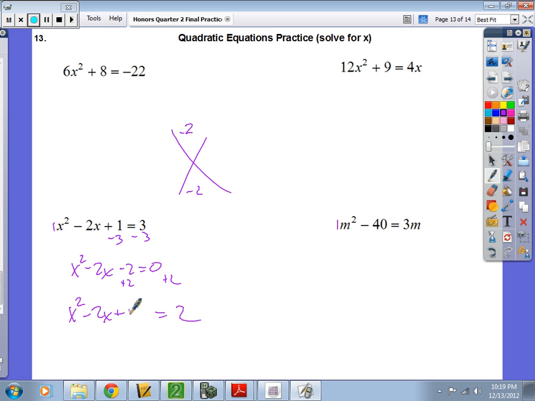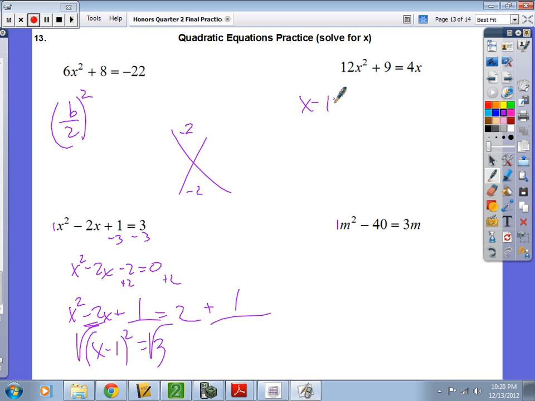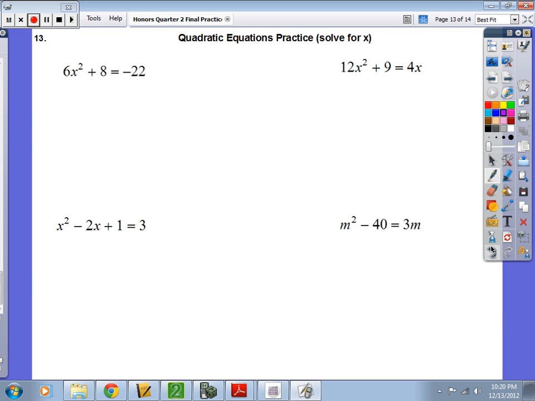Okay, I'm going to add my own number. So I'm going to do b divided by 2, squared. Look at your b, your middle number, negative 2, cut it in half, is negative 1, times negative 1. The number I'm after is 1. So it's going to be x minus 1 squared equals 3. Do your square root. And here's what you got: x minus 1 equals plus or minus square root of 3. Plus 1, x equals 1 plus or minus square root of 3. Not too bad.